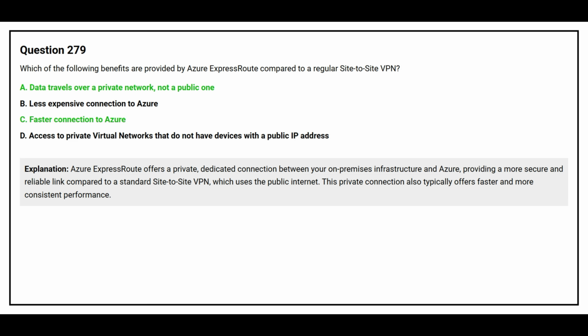Azure ExpressRoute offers a private, dedicated connection between your on-premises infrastructure and Azure, providing a more secure and reliable link compared to a standard site-to-site VPN, which uses the public internet. This private connection also typically offers faster and more consistent performance.